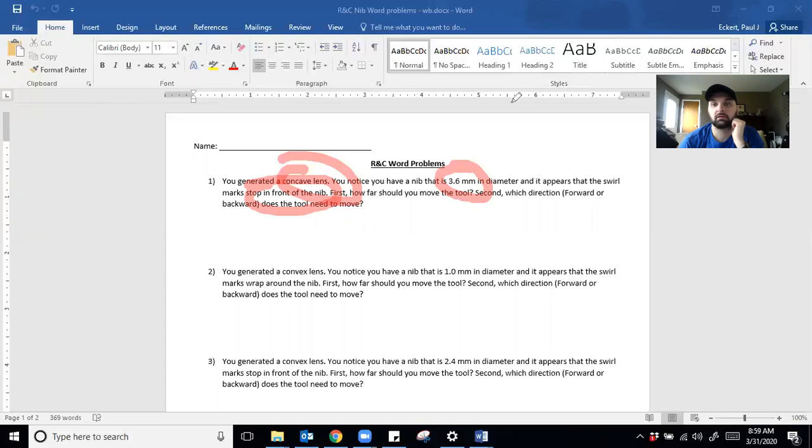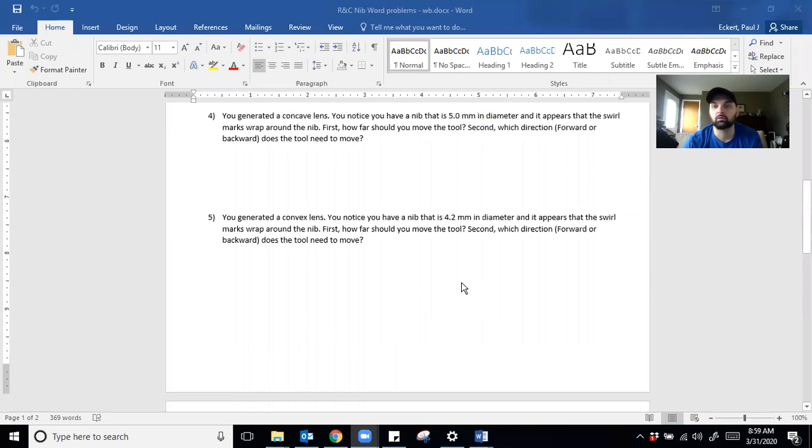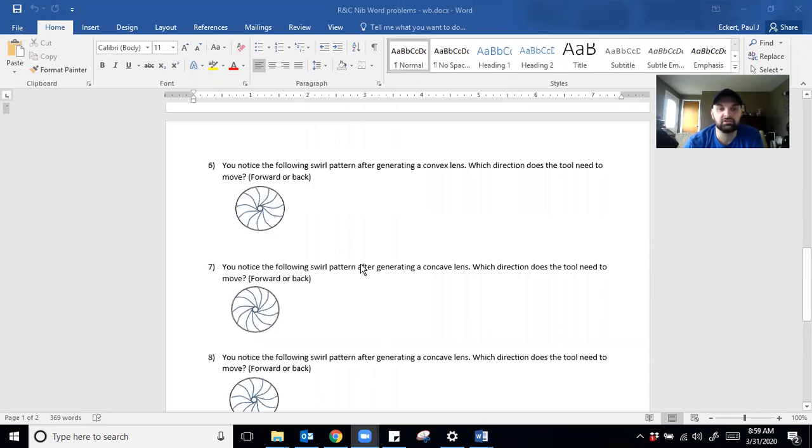You're going to go through all these. There are 5 questions that are word problems, and then there are 5 more questions that have pictures. You don't have to draw anything. You just have to tell me by writing if the tool has to move forward or back. This is going to be in Google Docs. I know there's a way that you can actually write on the doc with your cursor or your mouse. Just type your answer into the doc and then turn it in to me when you're done. And that should be good.